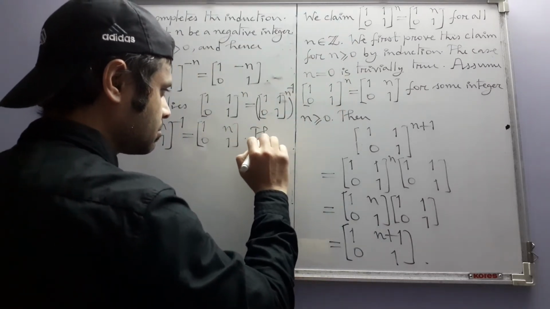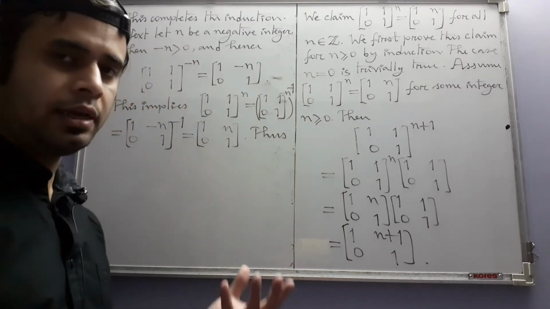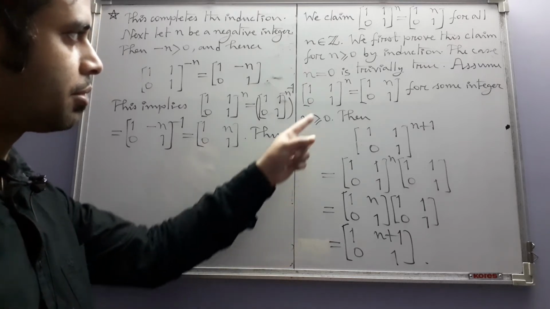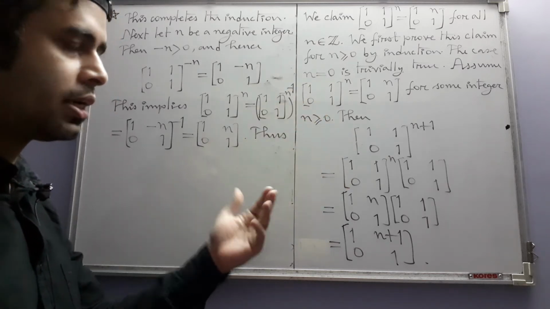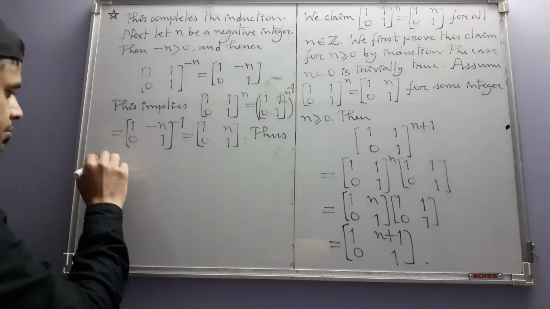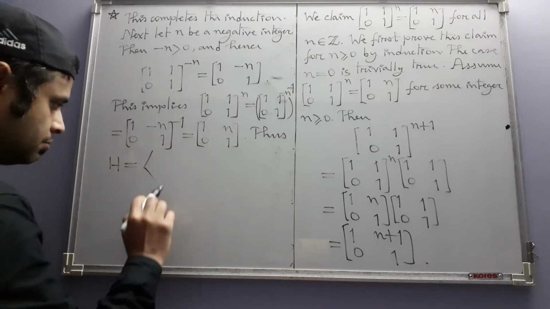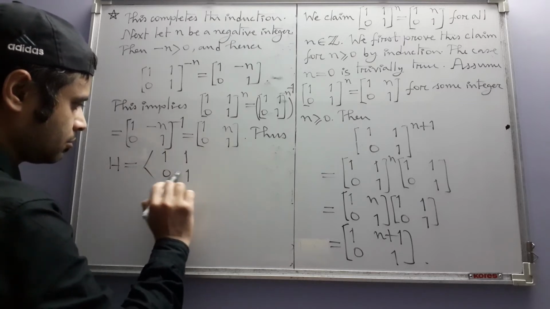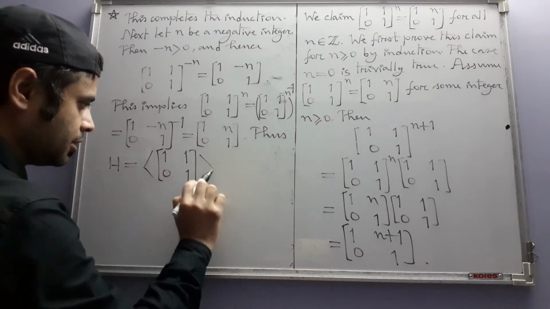Thus, so what does it mean? It means that the set H is such that every element in it is an integral power of this matrix 1101. So this matrix generates H, and hence H is a cyclic subgroup. Thus, all of those things we can say at once using this notation. H is the cyclic subgroup generated by this matrix.